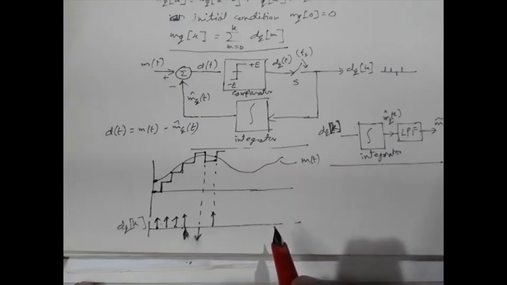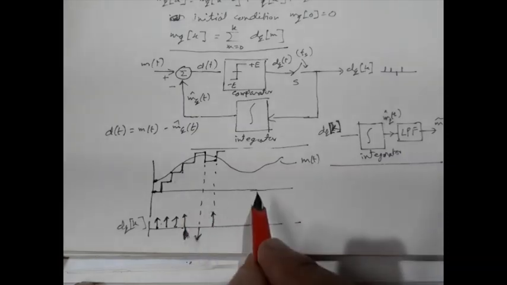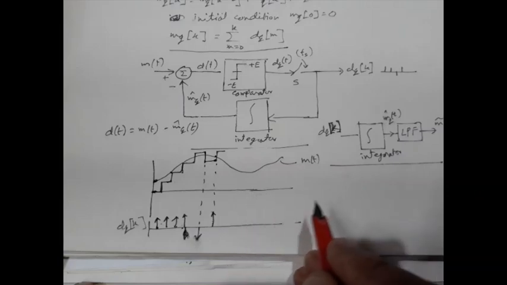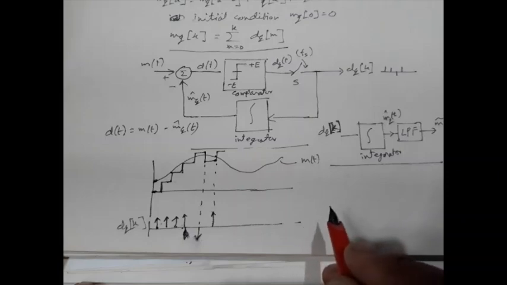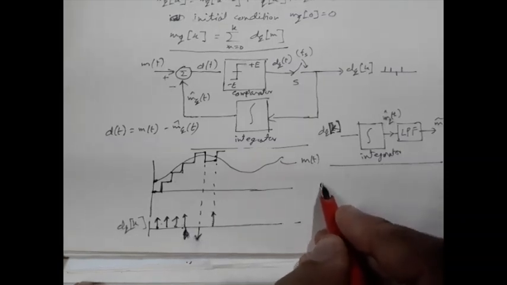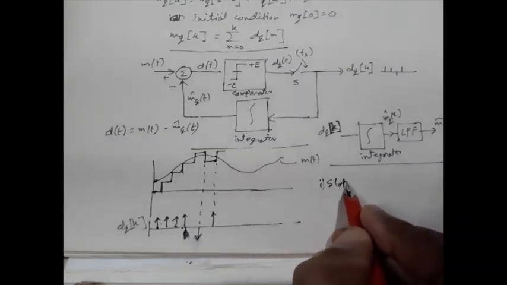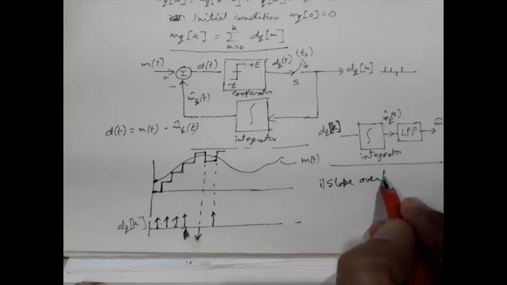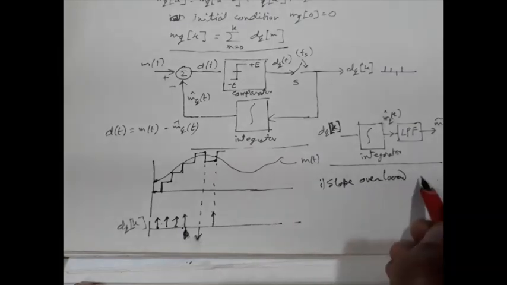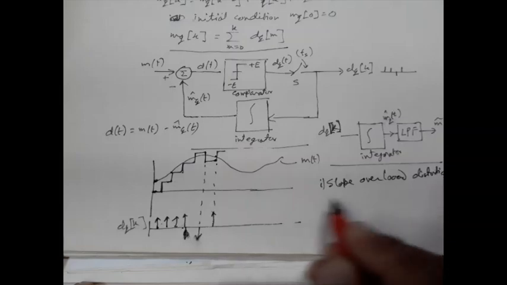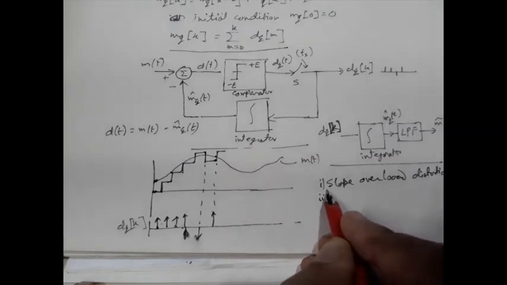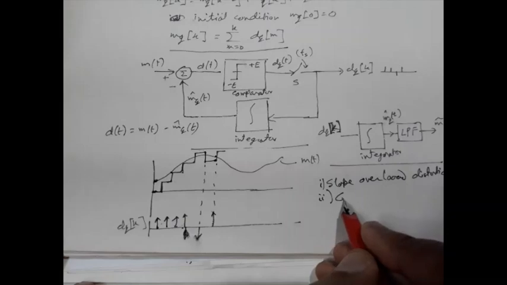Now in this delta modulation, there are two major sources of error. One is the slope overload distortion, and another is the granular noise.